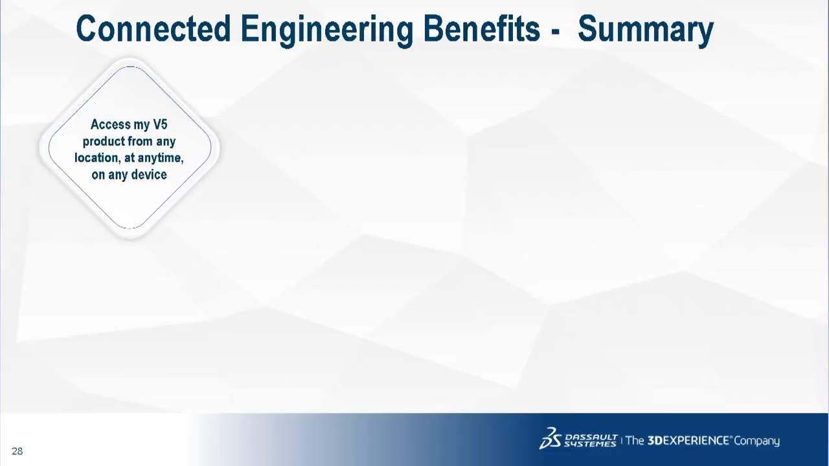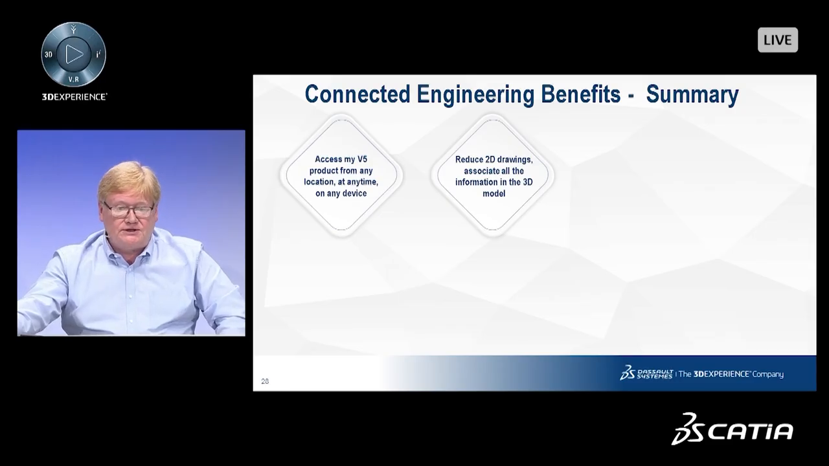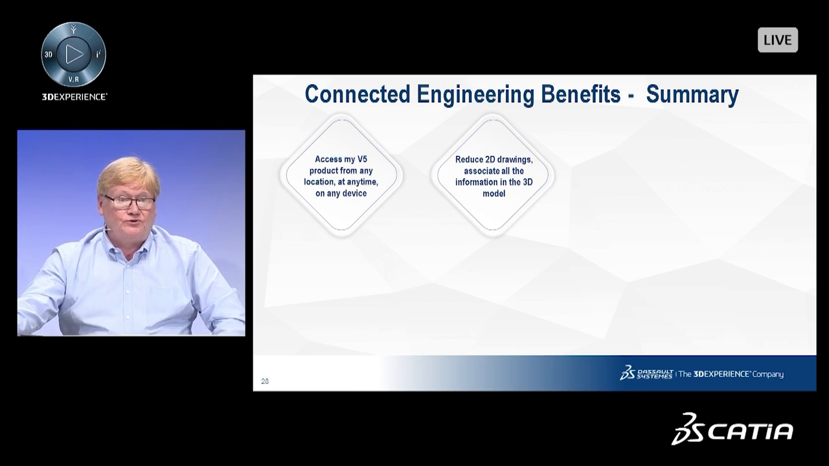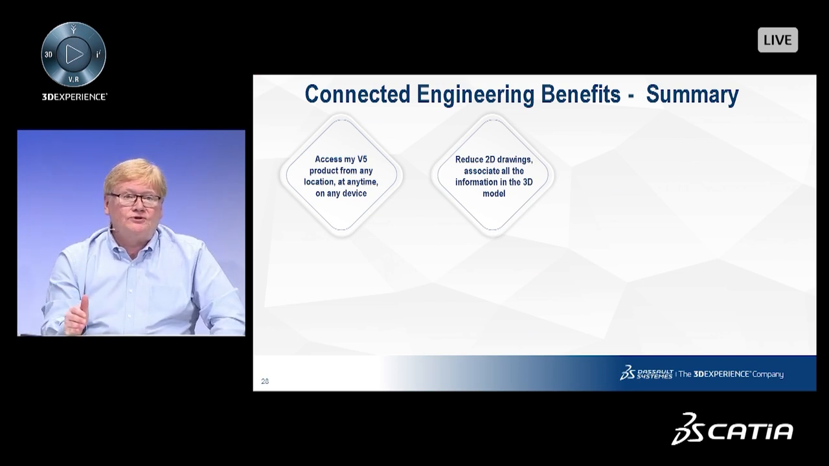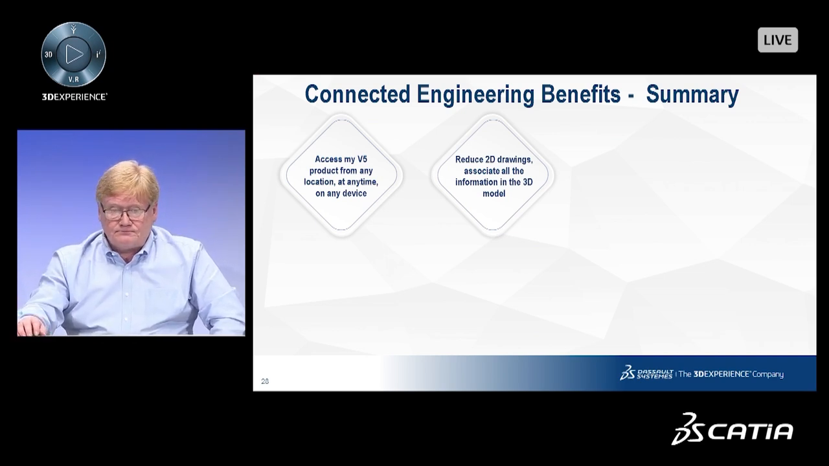First, the ability to access my product from any location, at any time, on any device, and often without having a CATIA license, either V5 or 3DEXPERIENCE. The ability to associate much, if not all, of the product information in 3D, which reduces or eliminates even the number of 2D drawings that you need to create. You can certainly take associative 2D views for illustration, but you don't need to go through the period of generating and the expense of generating the 2D drawings.